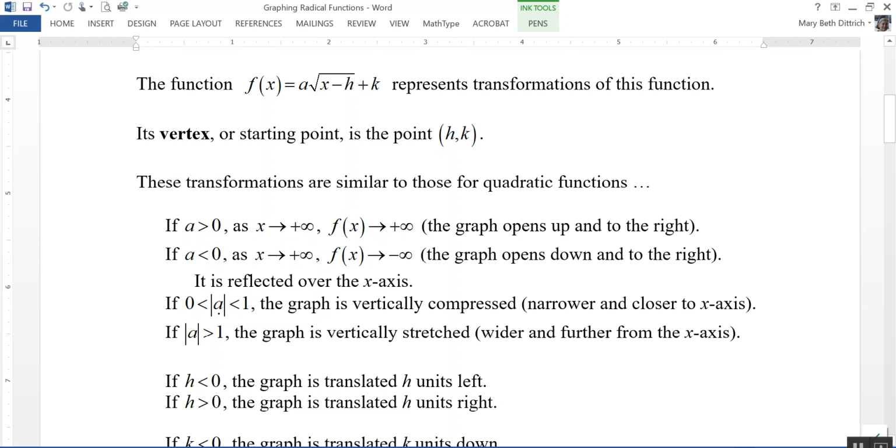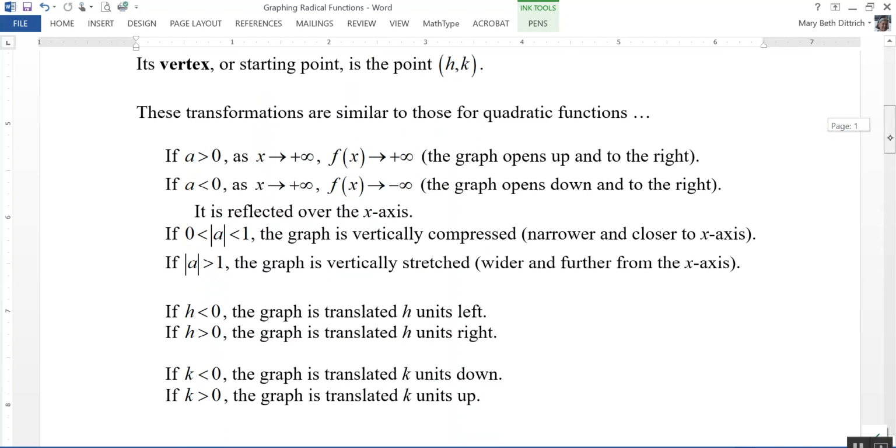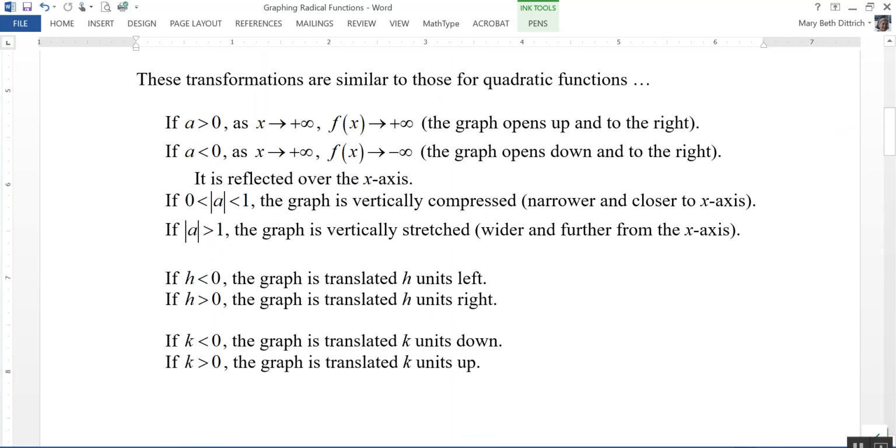If the absolute value of a is between 0 and 1, that is, if a is a fraction, the graph is vertically compressed. It's narrower and is closer to the x-axis. If the absolute value of a is greater than 1, the graph is vertically stretched, so it's wider and further from the x-axis. And as with quadratic functions, h and k determine translations left or right.